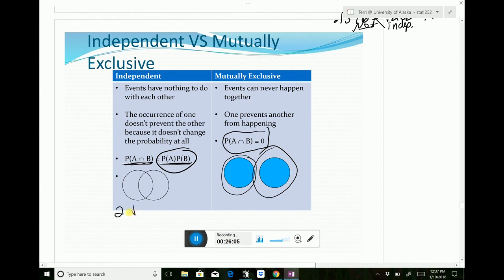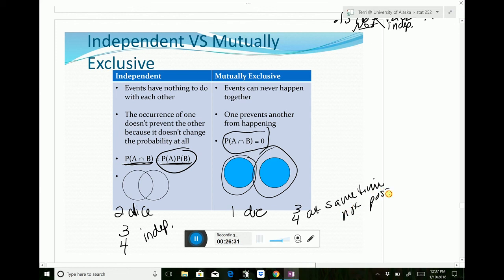I think of this as 2 dice versus 1 die. Two dice being a 3 and a 4 is independent. One die being a 3 and a 4 at the same time is not possible. So it's mutually exclusive. They can't happen together.